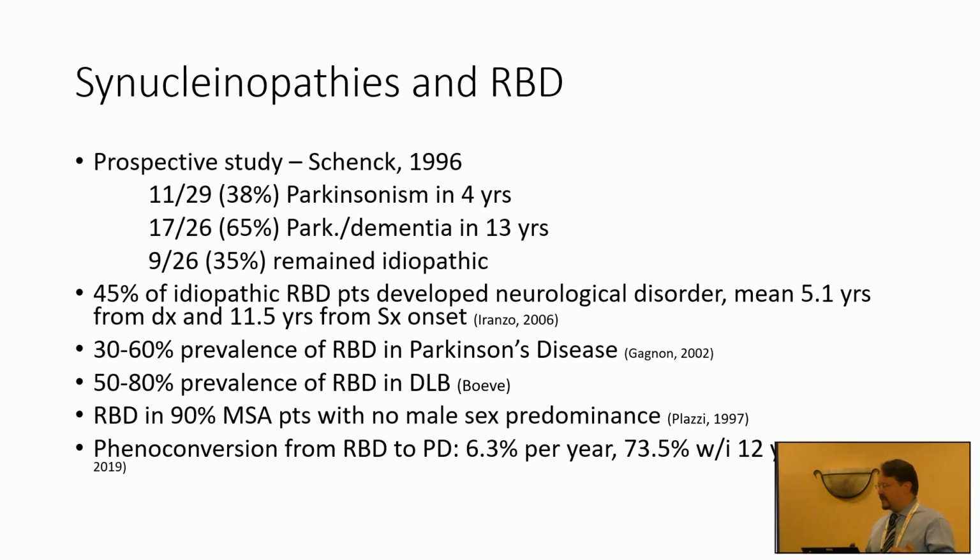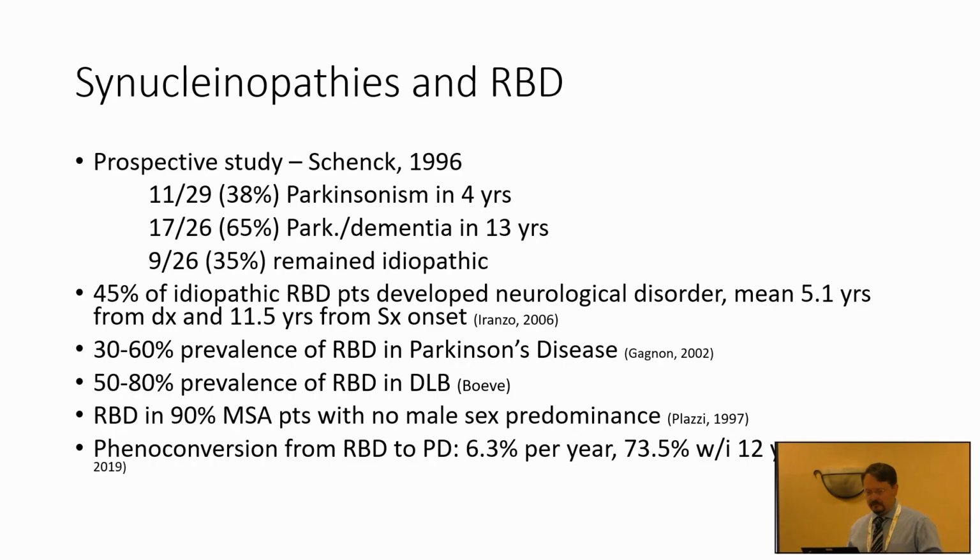And there have been various other studies since then identifying that and showing things like 45% of people with RBD eventually developed a neurological disorder at 5 years from the time of diagnosis and 11 years from time of symptom onset. So don't forget, there's that lag time. Oftentimes a lot of these symptoms start, and then it's several years before an individual will actually be diagnosed with the condition that they're experiencing.